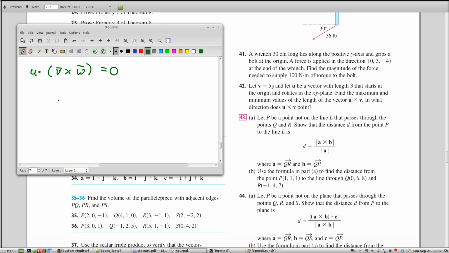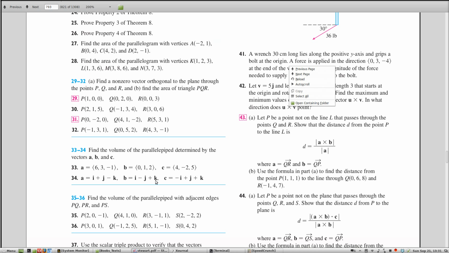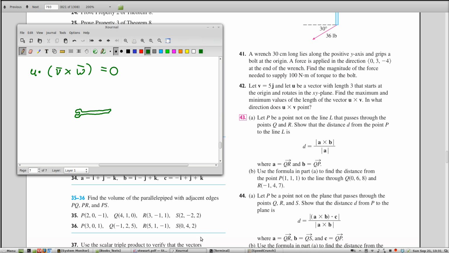So which one are we doing? Number 41. There's a wrench that is 30 centimeters long and lies along the positive y-axis. So here's a wrench, and it's 30 centimeters long. Let's just remember that. Maybe I'll write it into the diagram in a second. It lies along the positive y-axis, so that's about right. Pardon my fat hand. And what else? It grips a bolt at the origin.